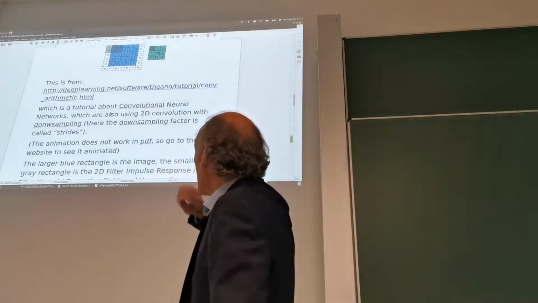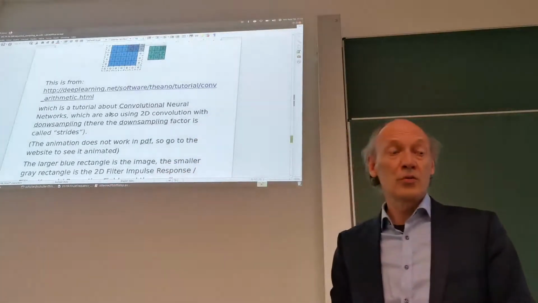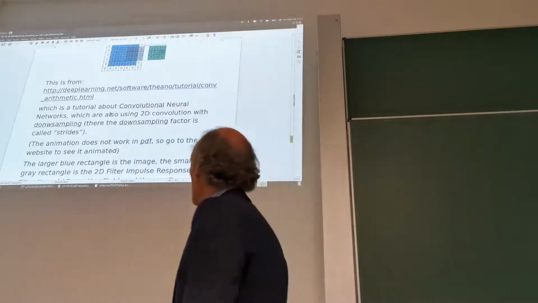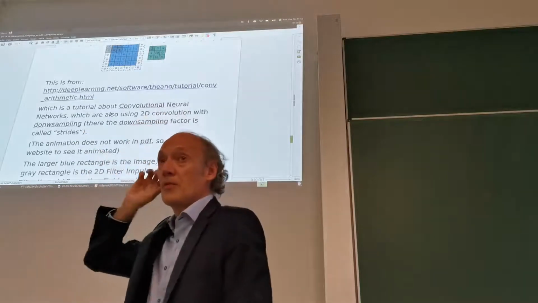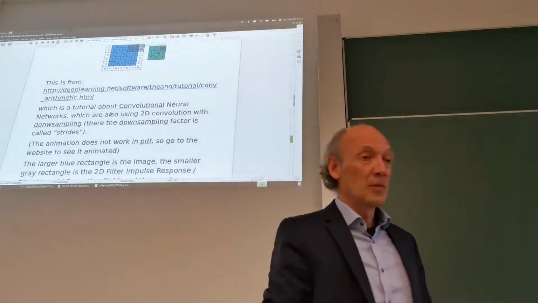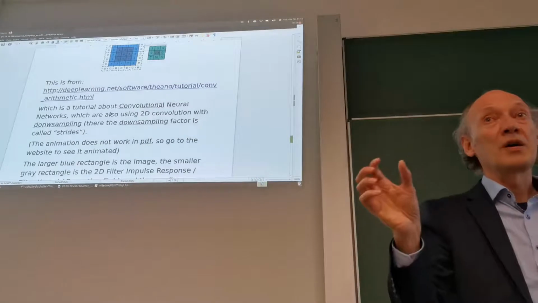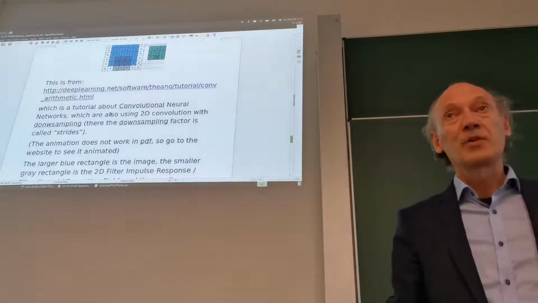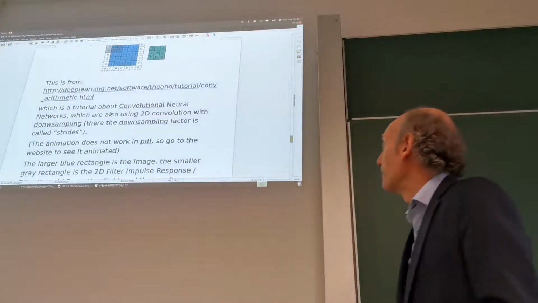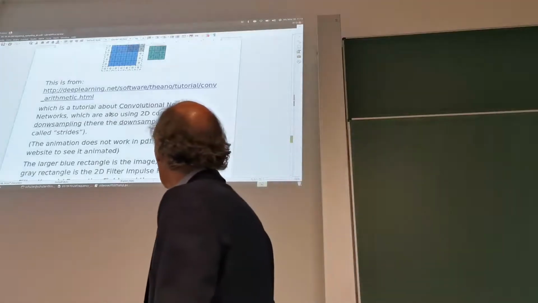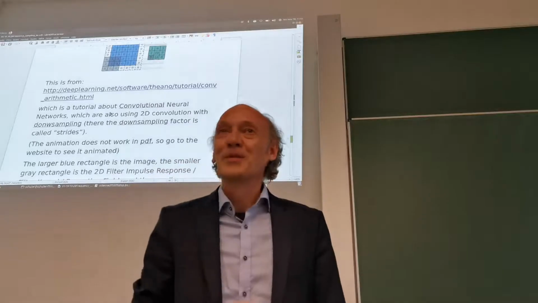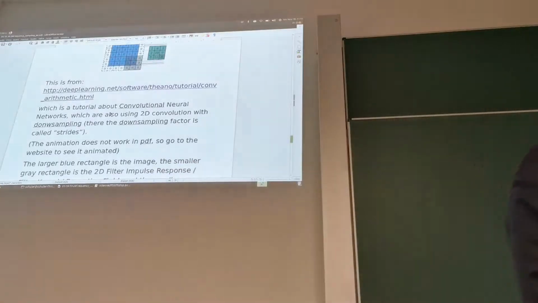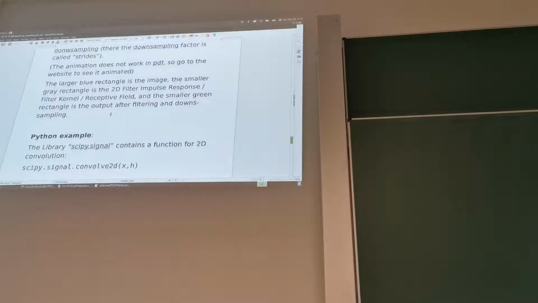Yeah, and they have slightly different terminology. So they call the downsampling strides. So in deep learning you see strides instead of downsampling factor, but it's basically the same. Yeah, so this animation does not work in PDF, so you can go to this website to make it animated.